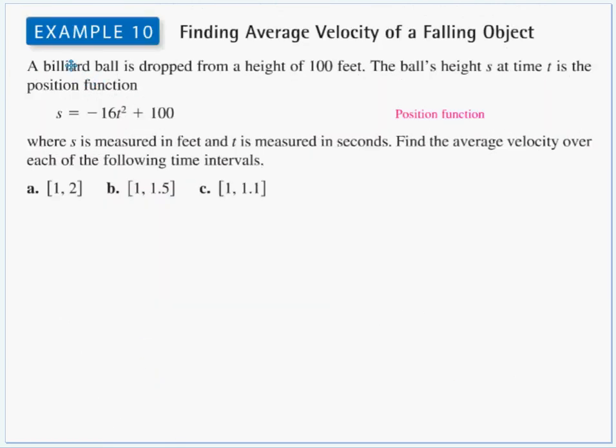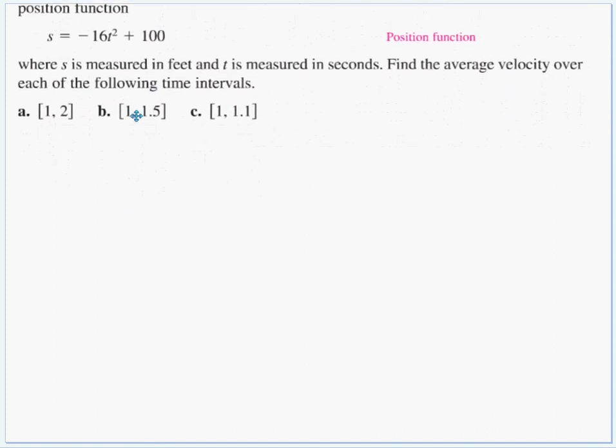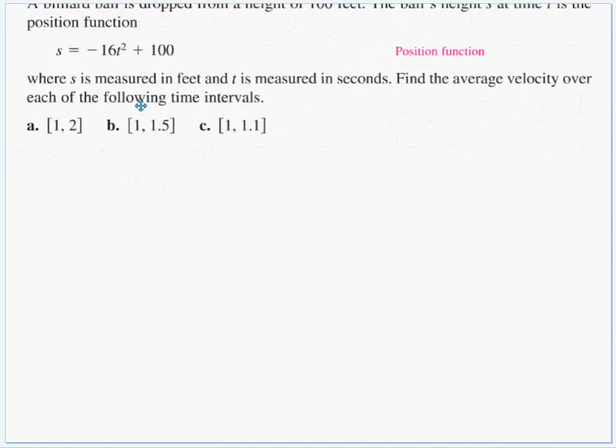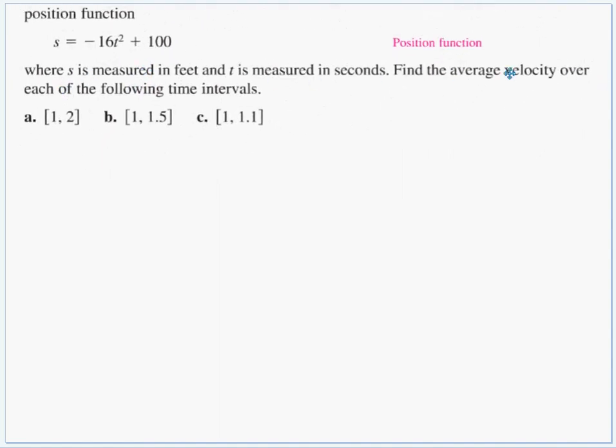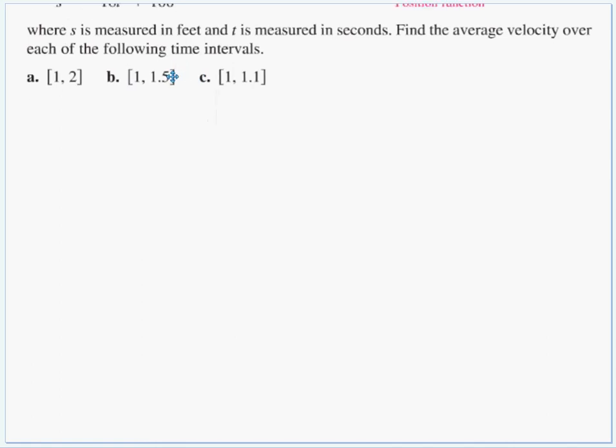So here in example 10, let's say we're up on a 100-foot high building and we've got a billiard ball and we drop it. The ball's height s will represent how high we are above the ground at time t, and it is represented by this function, negative 16t squared plus 100. Now in this one, in example 10, we're not actually going to do any calculus or take a derivative. This is sort of a setup. We're going to approach this as 2 points getting closer together. So here it says find the average velocity over these intervals.